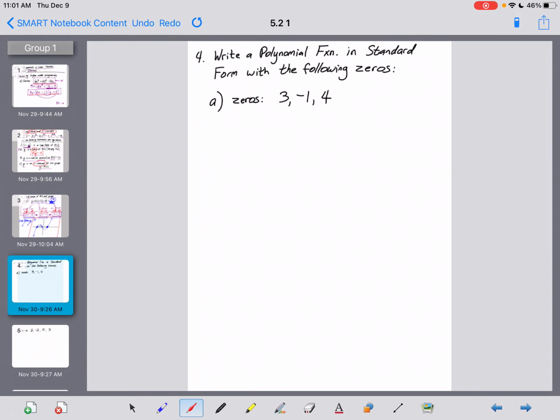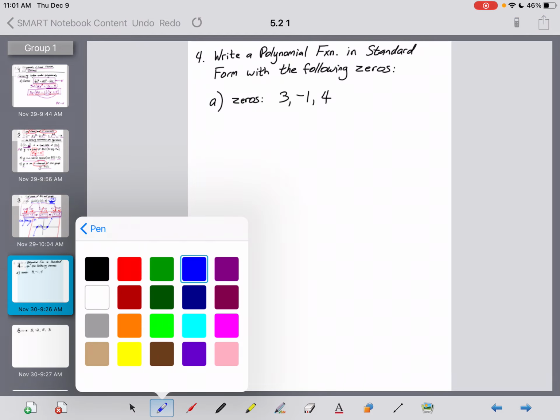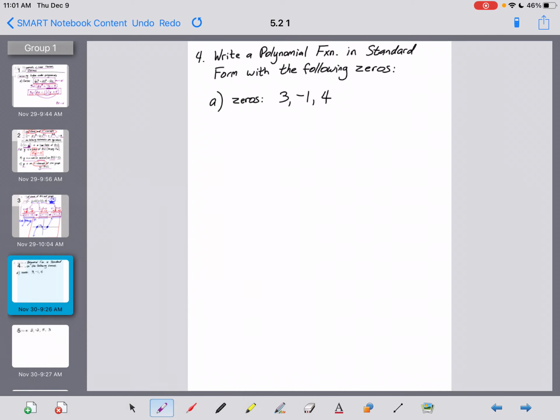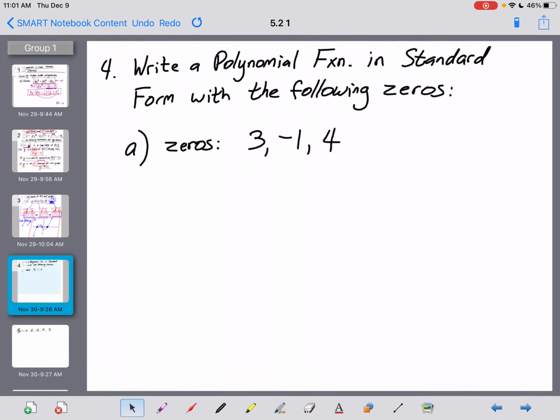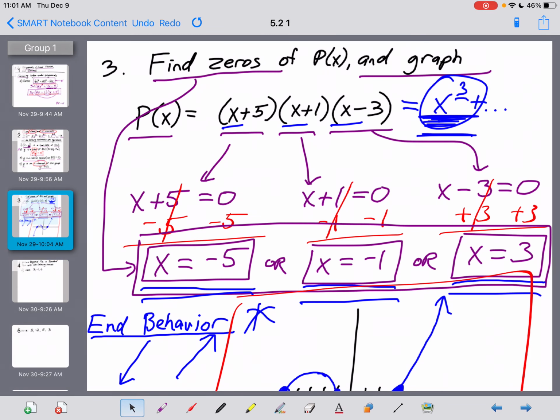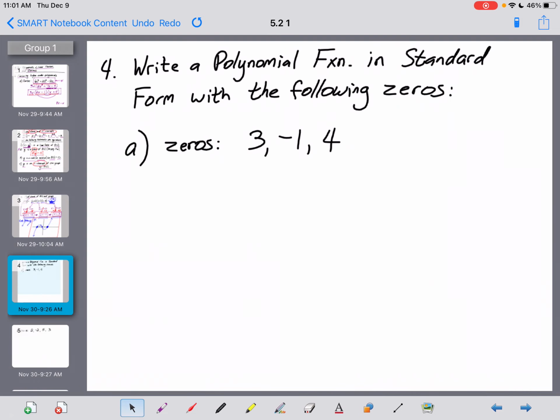Now, let's move on to this one right over here. This is a different style of question now, so we're shifting gears a little bit. They're giving us the zeros of a polynomial function, and they're asking us to come up with the function itself in standard form. So this is the exact opposite of the problem that we just did. In that example, they gave you the function, and they wanted us to come up with the zeros. Here, they're giving you the zeros, and they want us to come up with the function.